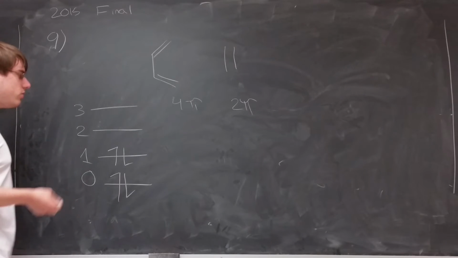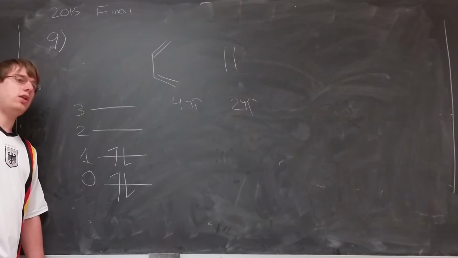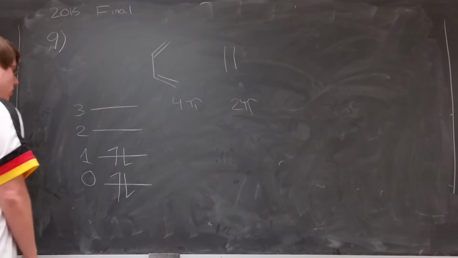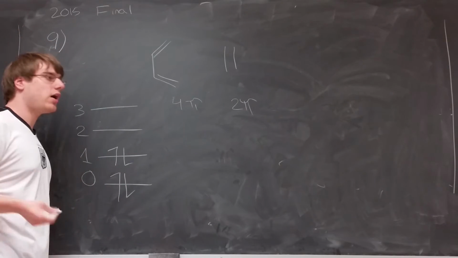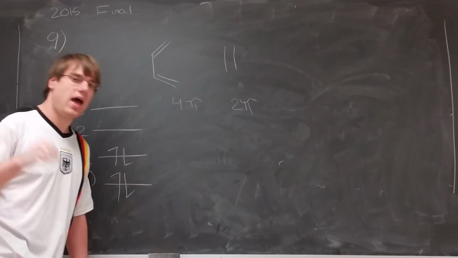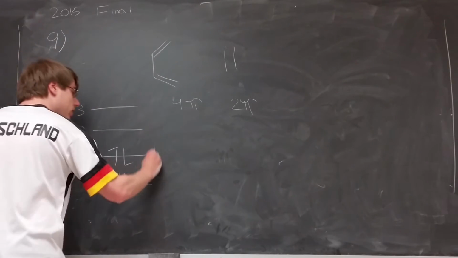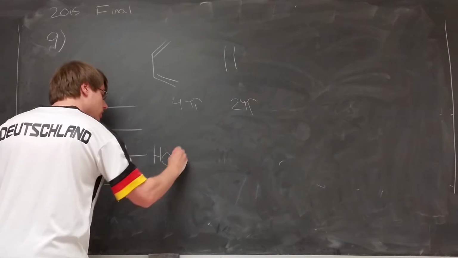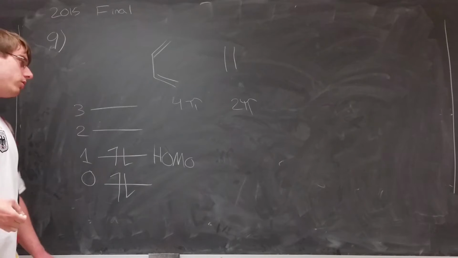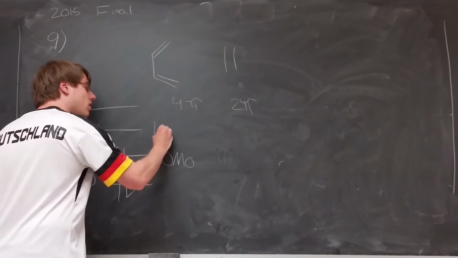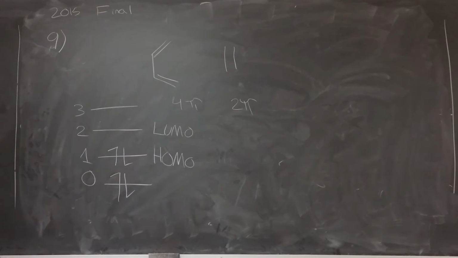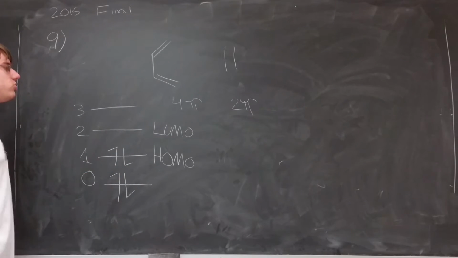Now the next thing I have to do is identify which energy level corresponds to my HOMO and which corresponds to my LUMO. HOMO stands for the highest occupied molecular orbital, the highest energy level that has electrons. So level 1 is my HOMO. LUMO stands for the lowest unoccupied molecular orbital, or the lowest energy level that does not have electrons, which in this case must be this one. So I have my HOMO and my LUMO drawn out.